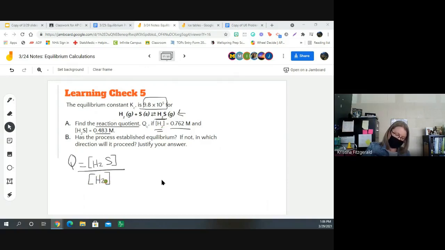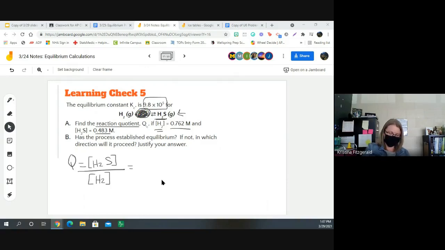Does anyone know why I didn't include sulfur? Where did that go? Why is that not there? Yes, Thomas. It's a solid. I don't care about it. Its concentration is not going to change, so we don't want that. Okay, so we just have to plug our numbers in.